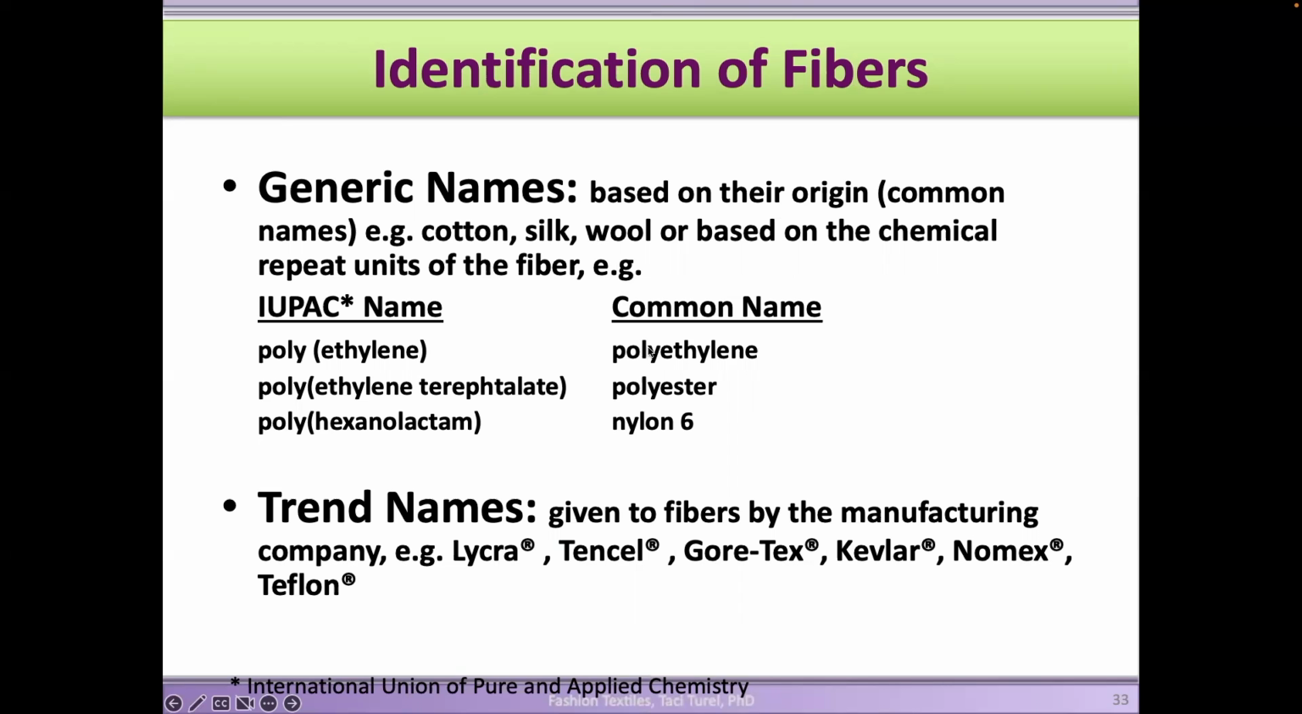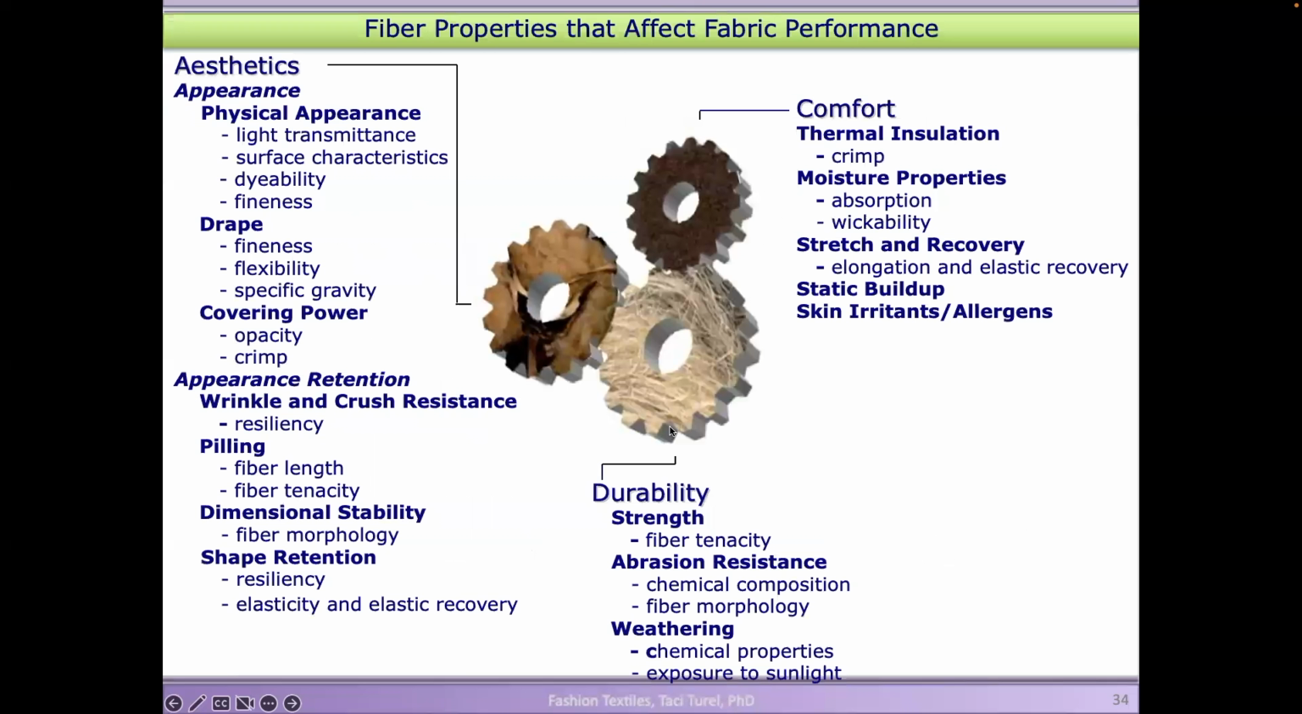These are the generic chemistry names. So for example, polyethylene means we polymerized ethylene and we call it polyethylene. Polyethylene terephthalate is the polymerization of ethylene terephthalate, which we shortly call polyester. Nylon has this official chemical name, but we use nylon or nylon 6 as a generic name.